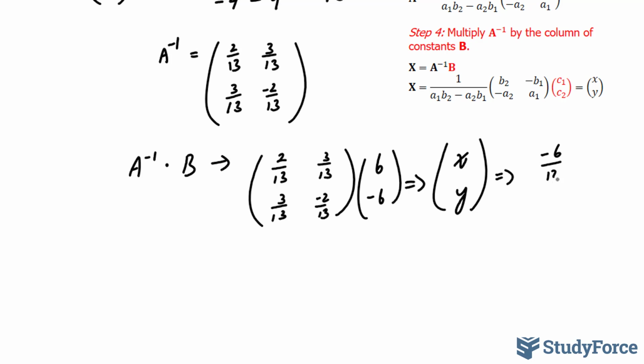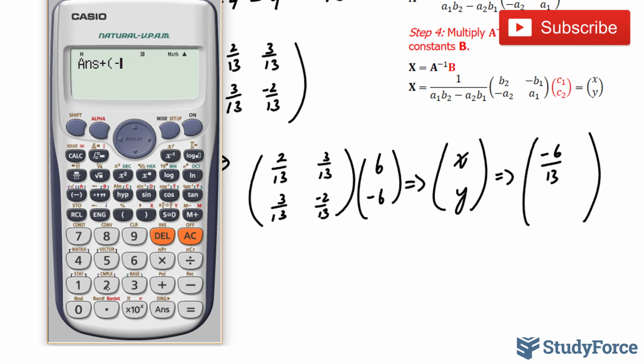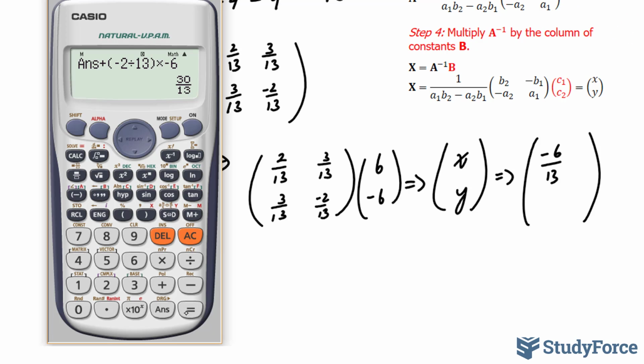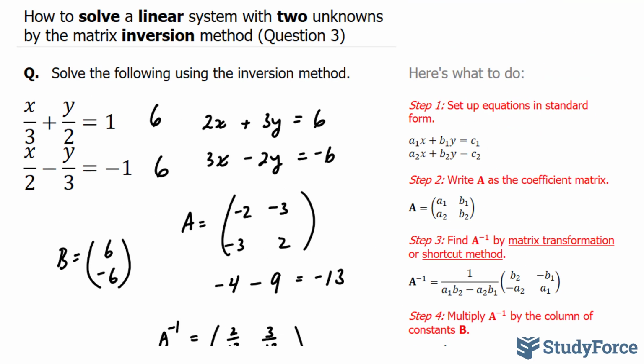Negative 6 over 13. And we'll do the same calculation, but for this row, where we have bracket 3 over 13 times 6 plus negative 2 over 13 times negative 6. And you should end up with 30 over 13. This represents your x, and this represents your y. That right there is the point of intersection, and there you have it. That is how to solve a linear system with two unknowns by the matrix inversion method.